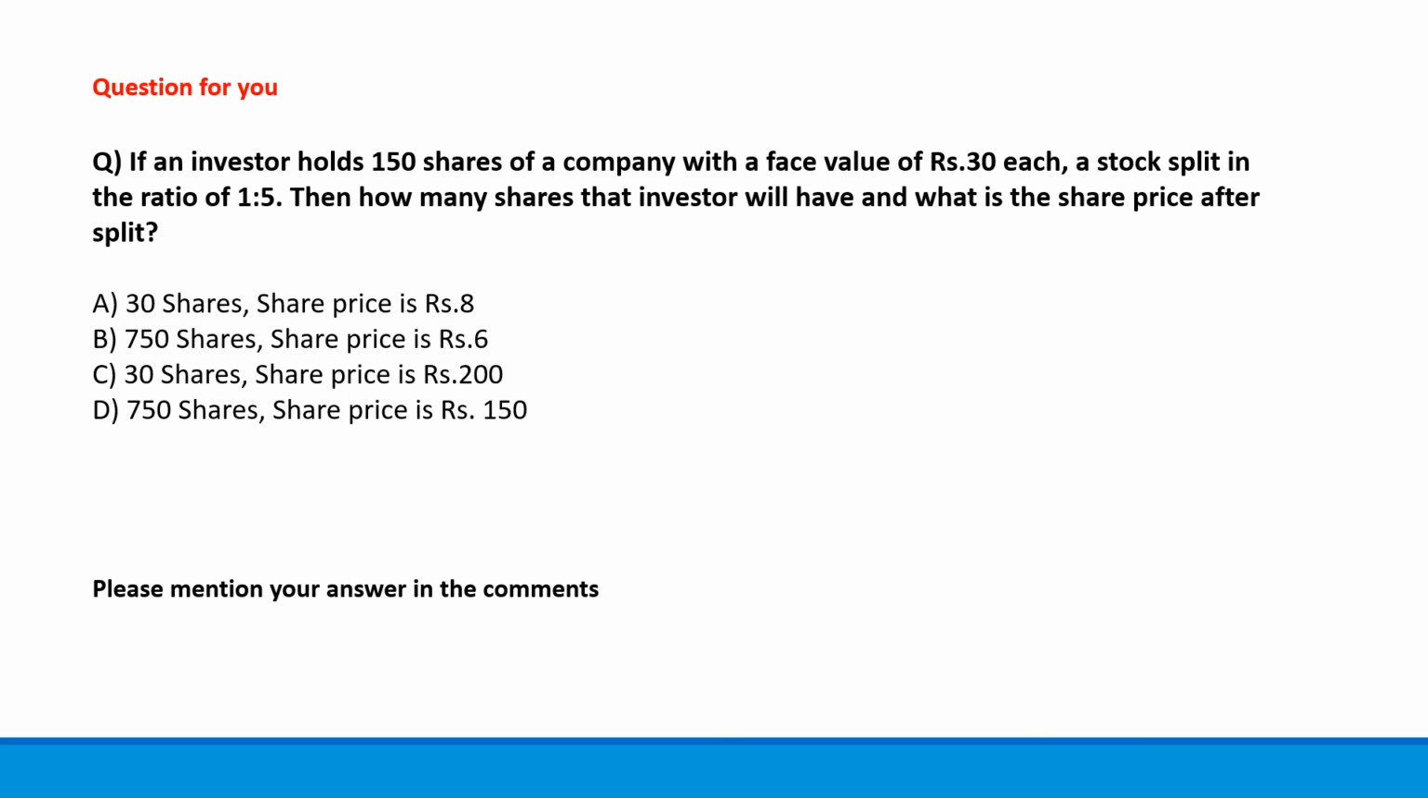Now it's a time to ask a question for you. The question is, if an investor holds 150 shares of a company with a face value of 30 rupees each, a stock split in the ratio of 1:5, then how many shares that investor will have and what is the share price after split? Your options are option A, 30 shares, share price is 8 rupees, option B, 750 shares, share price is 6 rupees, option C, 30 shares, share price is 200, and option D, 750 shares, share price is 150. Please mention your answer in the comments.